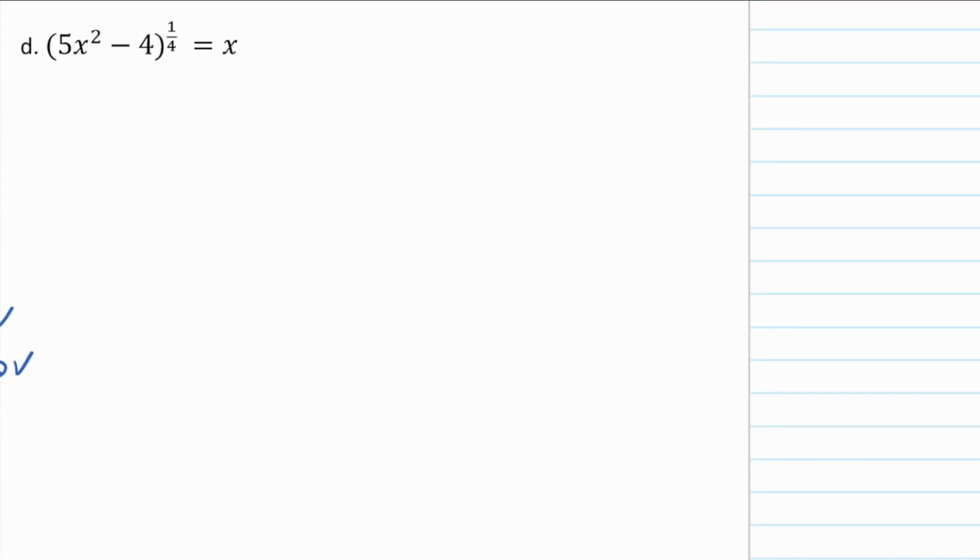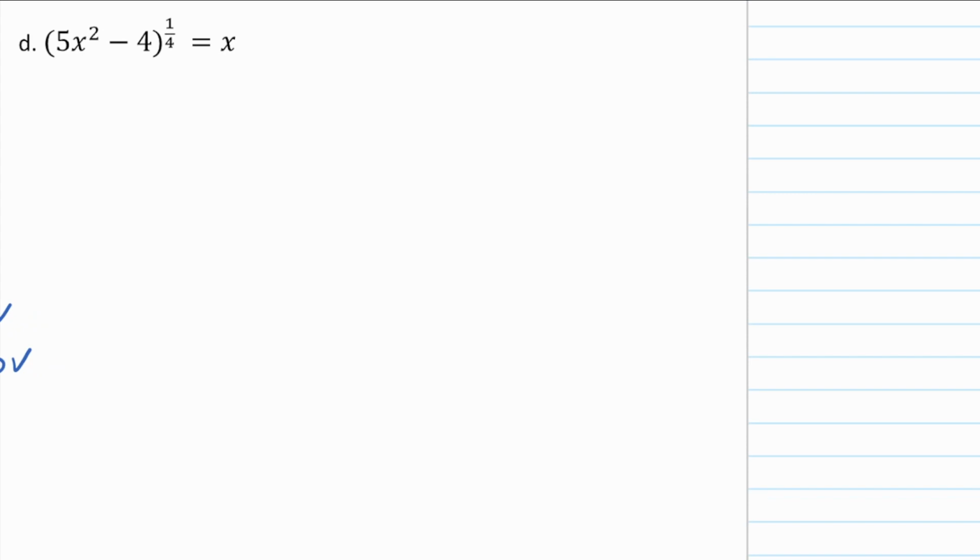Alright, so this last one, I'm going to take both sides to the 4th power. That's, again, going to cause me to need to check my solution. But I'll have 5x squared minus 4, once I take both sides to the 4th power, equaling x to the 4. So I'm going to set to 0 because I have different powers of x. I have x to the 4 and x to the 2. So I'm hoping to factor.